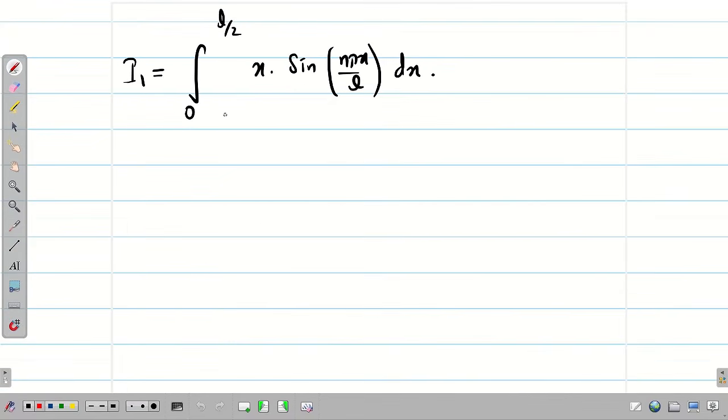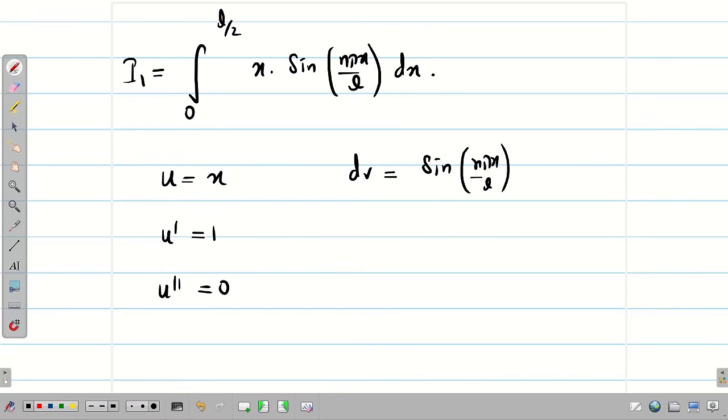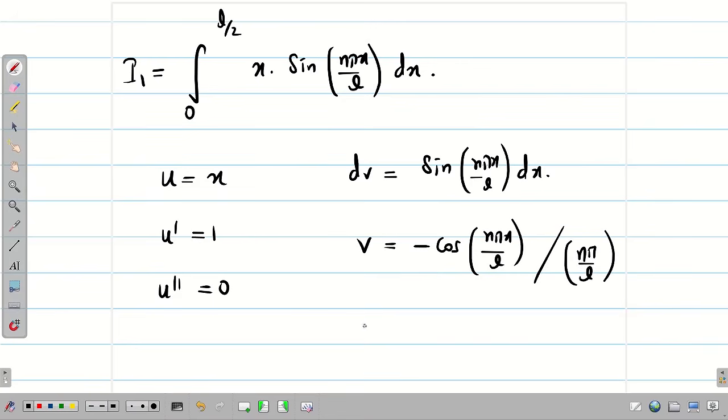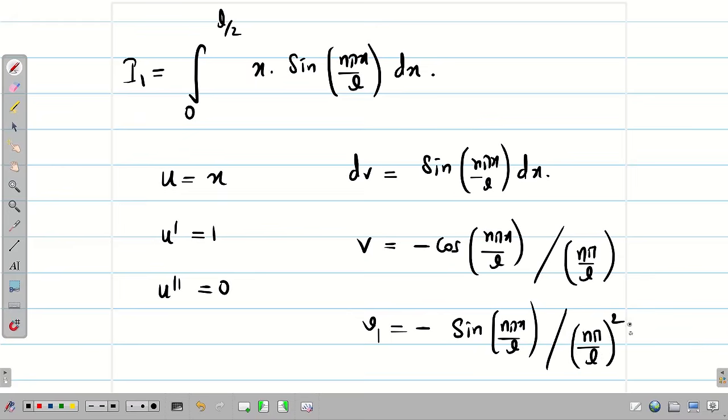My capital I1 is the integral 0 to L by 2 of x sin n pi x by L. We did this many times from unit 2, so we are thorough. We have to use Bernoulli's formula. U is x, u dash is 1, u double dash is 0. When we take dv, we have sin n pi x by L dx. V is minus cos n pi x by L divided by n pi by L. Then V1 is minus sin n pi x by L divided by n pi by L whole square.